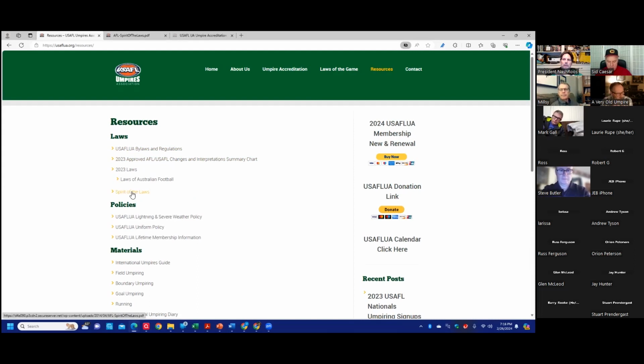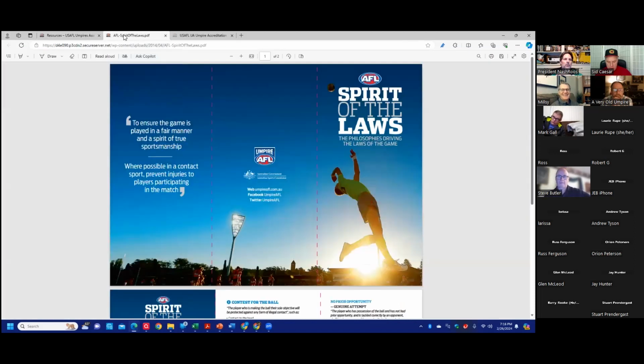This is an older document. I don't know if the AFL continues to update this or not. All they would really update is just the picture and maybe their copyright. But here's what it looks like. It's a fold out, single page. And the whole purpose of this is to really think, or to let people know, how do we approach umpiring AFL?